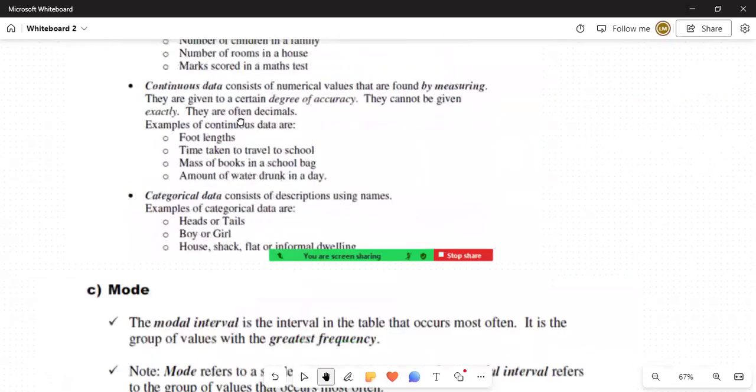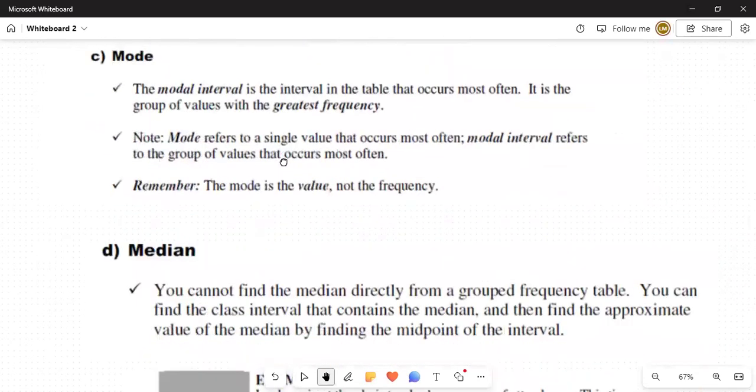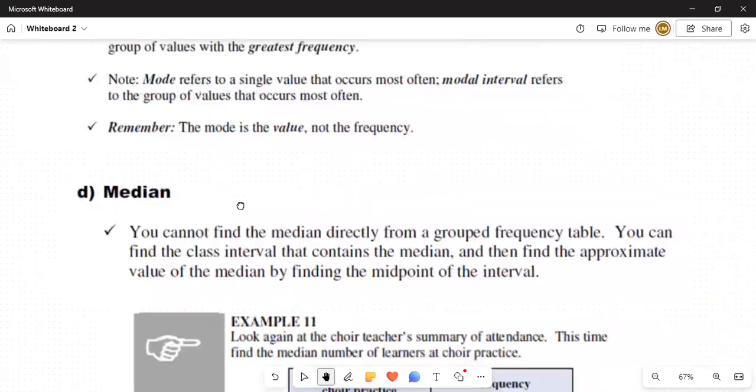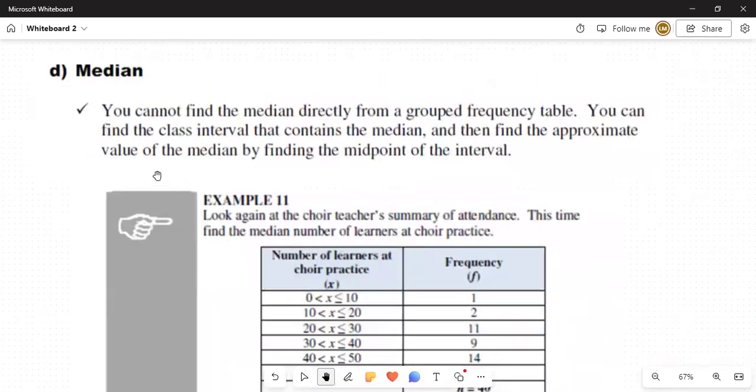Now, if you look at the central tendencies of these indicators, for the mode, you will have a modal interval. So you would look at the greatest frequency, and the greatest frequency would be the modal. Then for your median, you can't necessarily find the median value from the table. You can find the interval that contains the median, and then find the approximate value of the median.